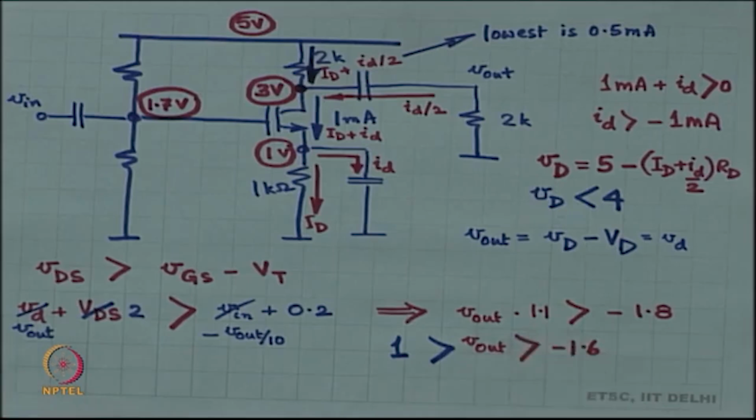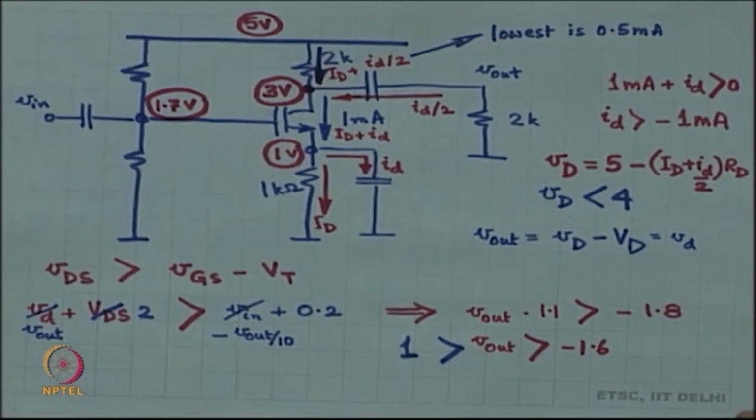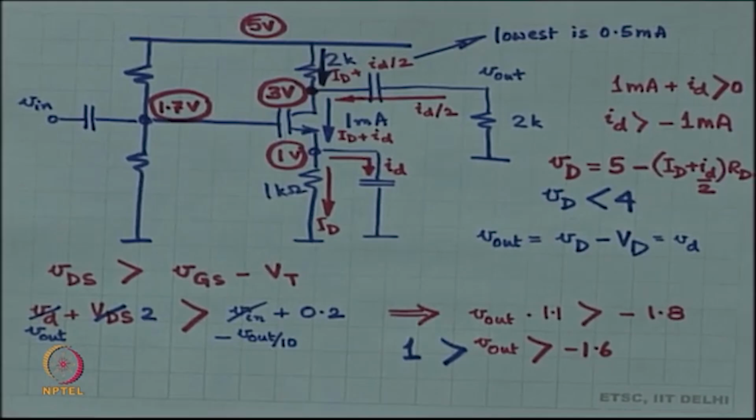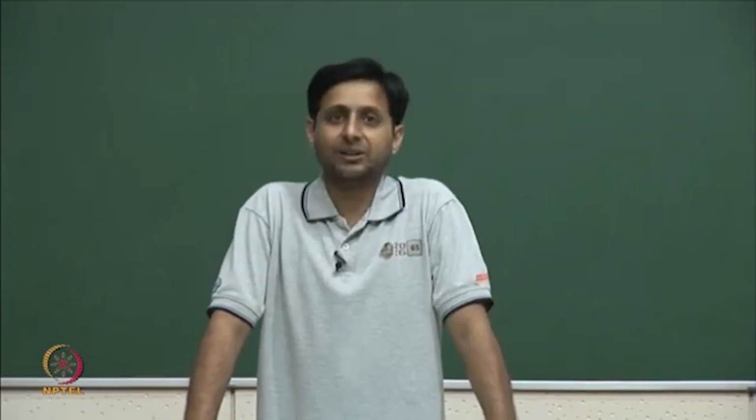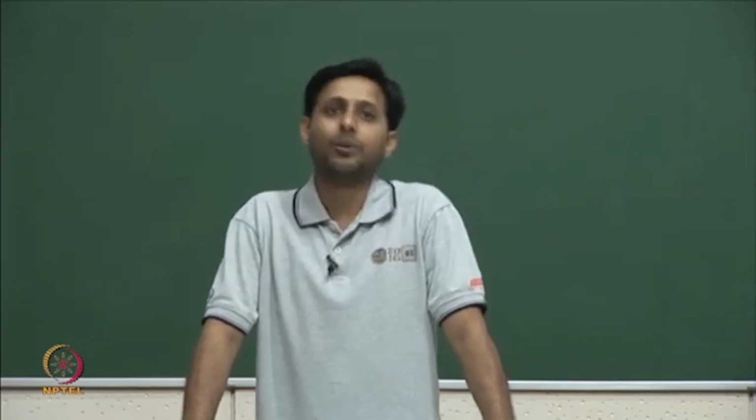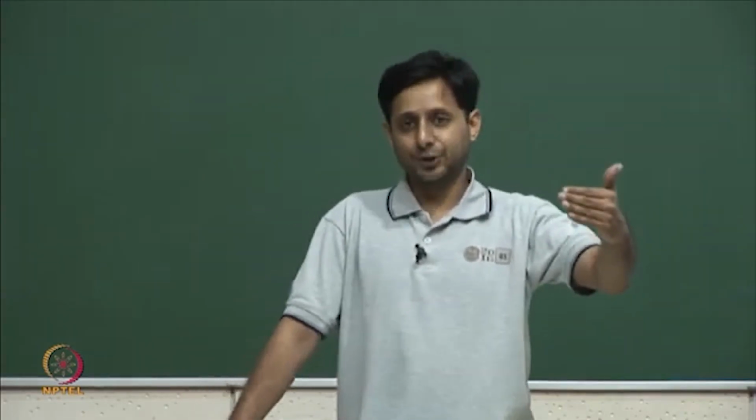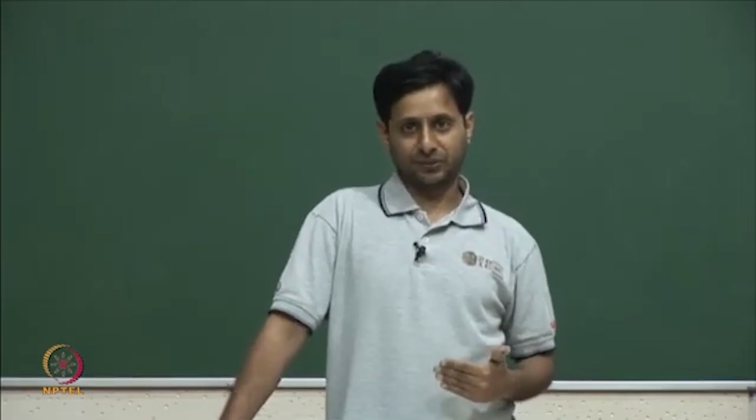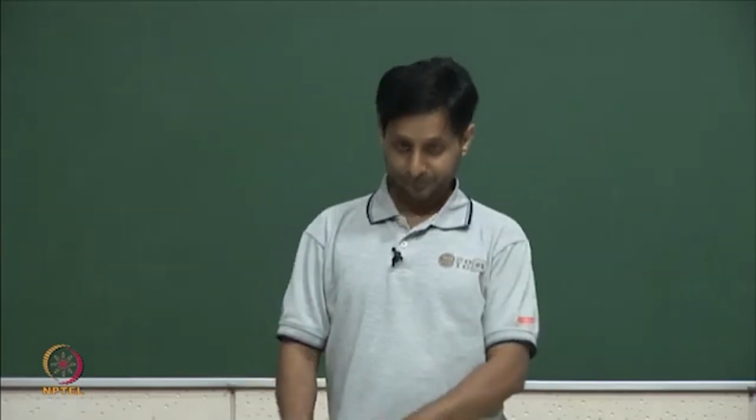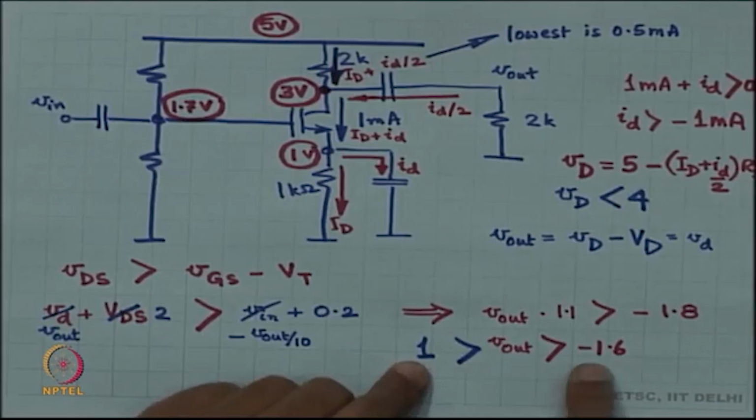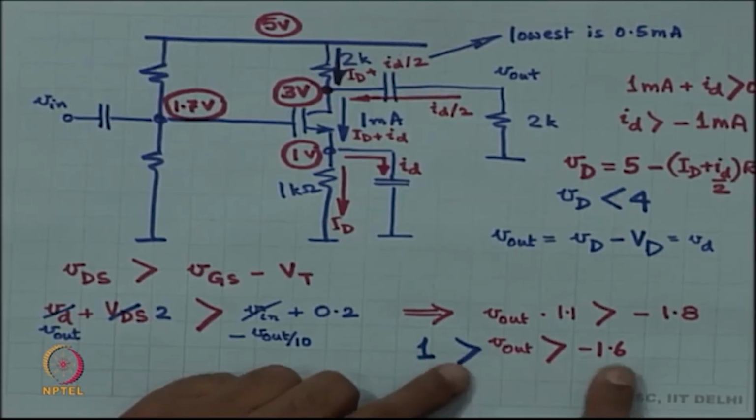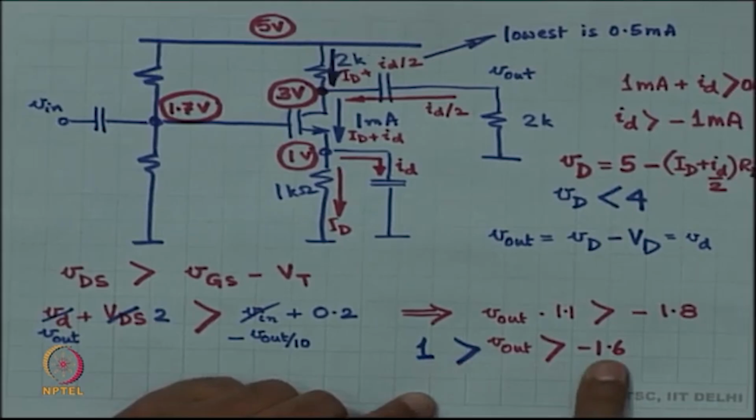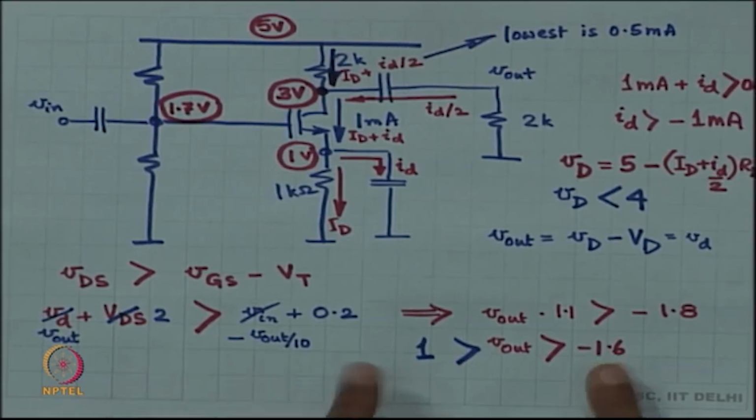All right, is this kind of understood what's going on over here? All the circuits that we have studied before will have this kind of a pattern. The pattern is that the circuit is limited on two ends. One is the largest value of the output, the other is the smallest value of the output. You are looking at this inequality. The largest value of the output is 1 volt, the smallest value of the output is minus 1.6. So, these are the limits of the output voltage.